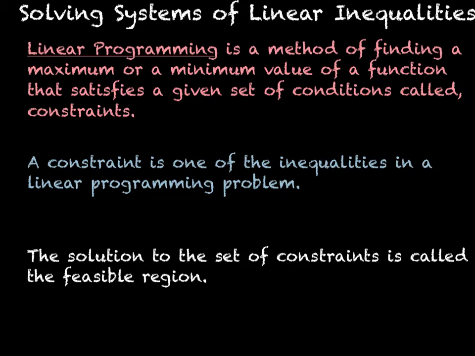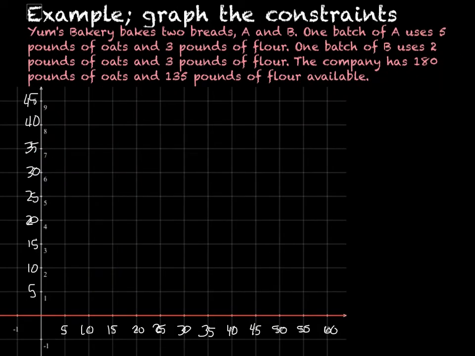The solution set of constraints is called the feasible region. And the feasible region is marked off with vertices or vertex. So let's do an example of graphing constraints of a linear inequality. But the first thing we have to do is actually create the constraints.